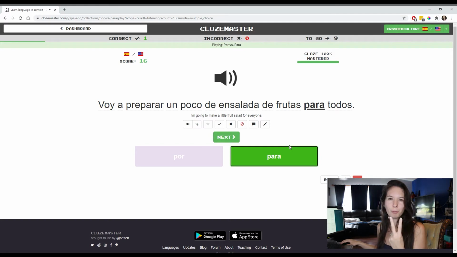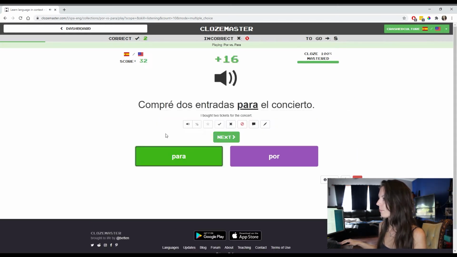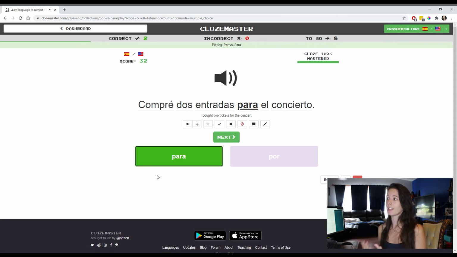Notice there were 2 audio clips. The first was female, the second was male. Interesting. Compré 2 entradas para el concierto. Like I said, this is a really excellent way of practicing your grammar in context. I really do like this. Honestly, this is something that I should be doing. I should take like a month and just really nail it.